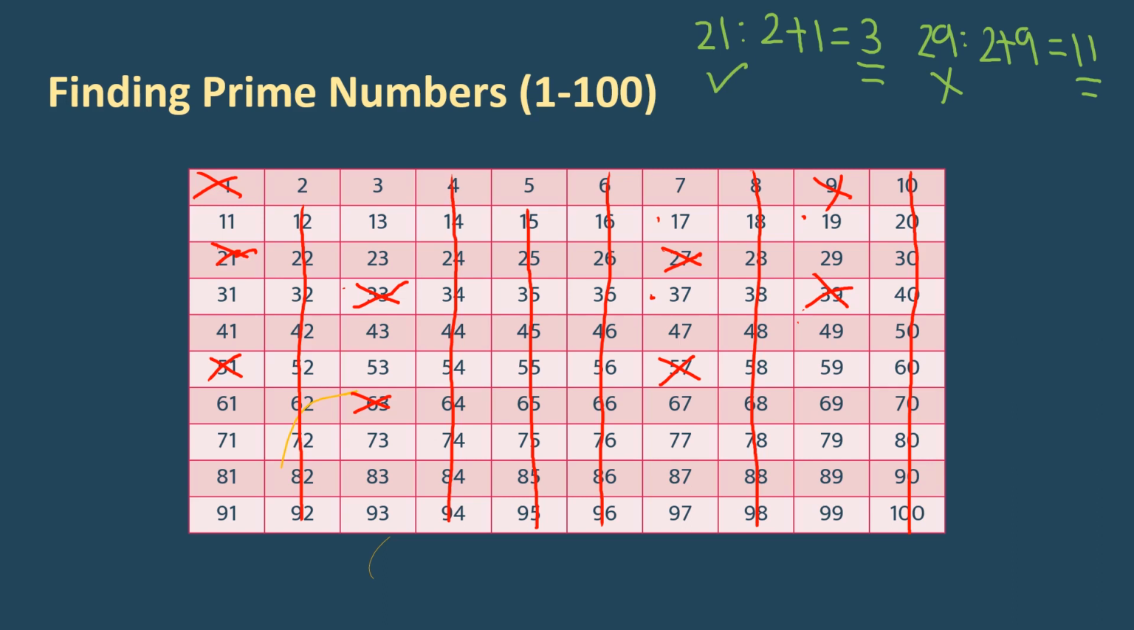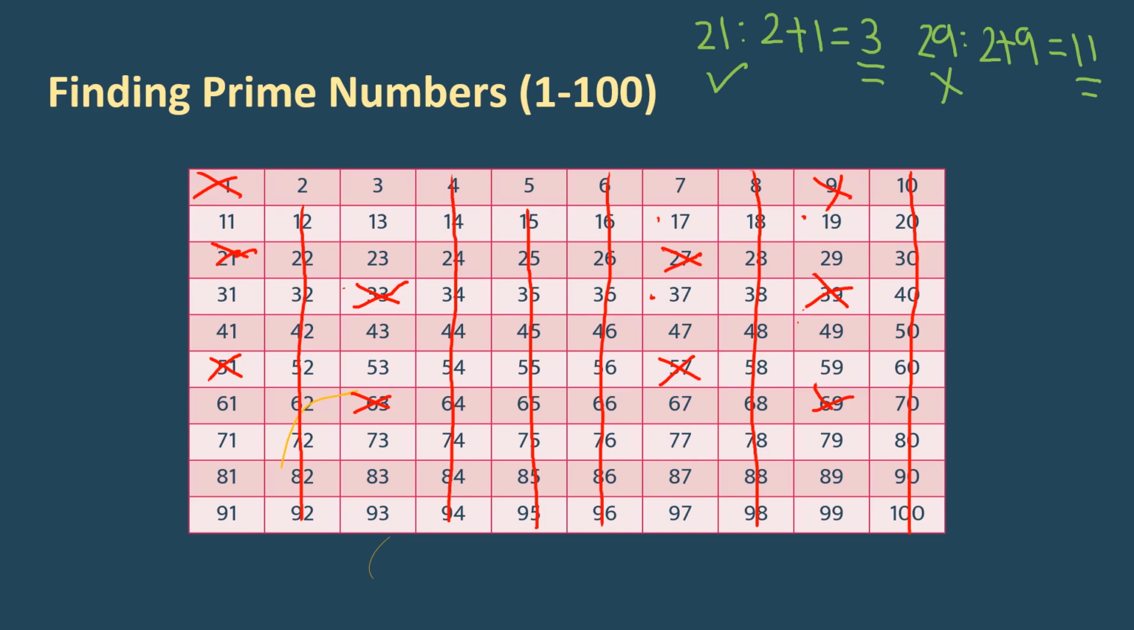67. 6 plus 7 is 13, so it's not divisible by 3. 69. 6 plus 9 is 15. 15 is divisible by 3, so we can cross 69 out. Now move on to 71. 7 plus 1 is 8, so it's not divisible by 3. 73. 7 plus 3 is 10, so it's not divisible by 3.